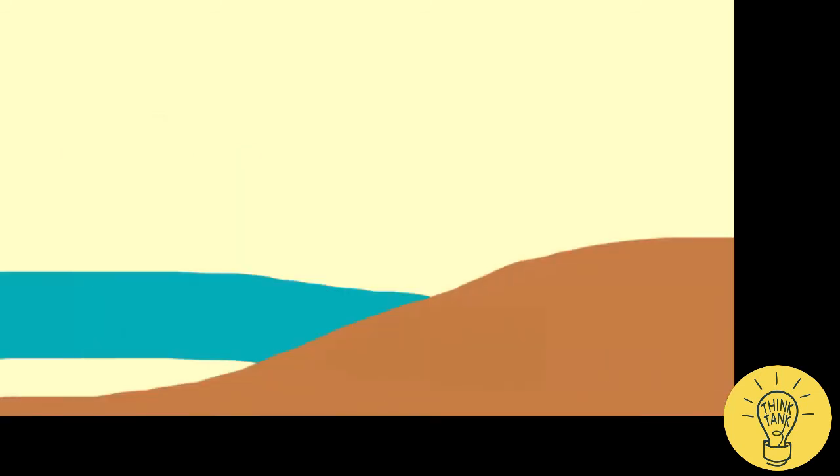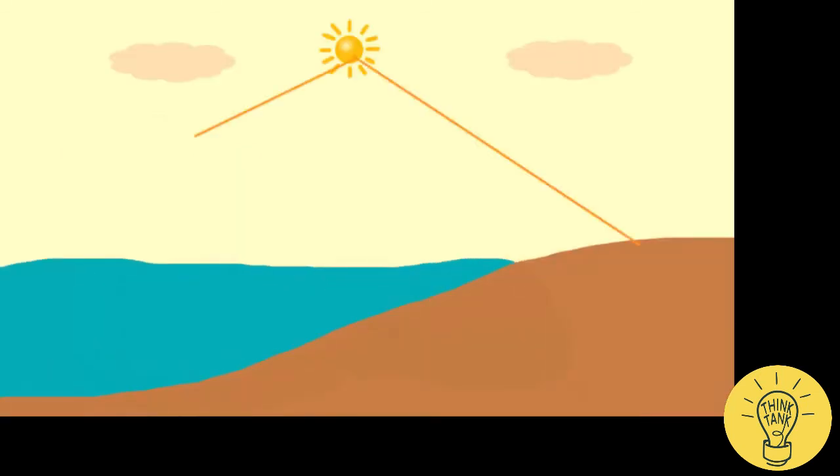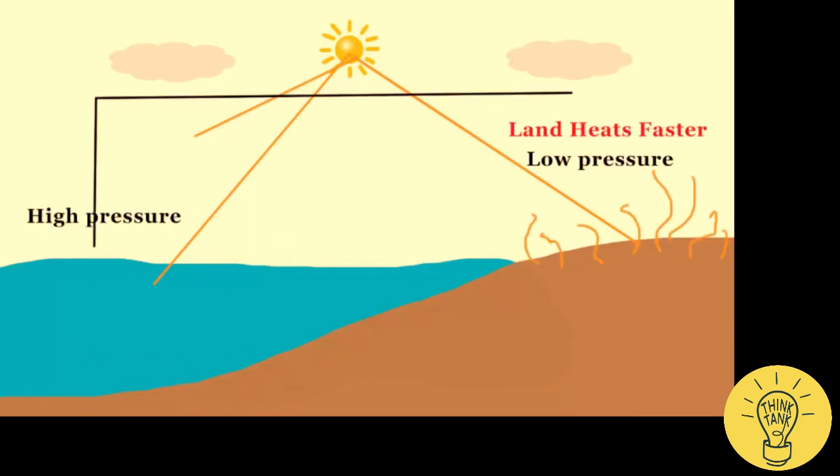Hence, by this example, you can also understand this. Landmass gets heated faster than water bodies, and due to that, a low pressure zone is created at the land surface, which attracts cool air molecules from the sea or ocean, causing rainfall and changes in the temperature.